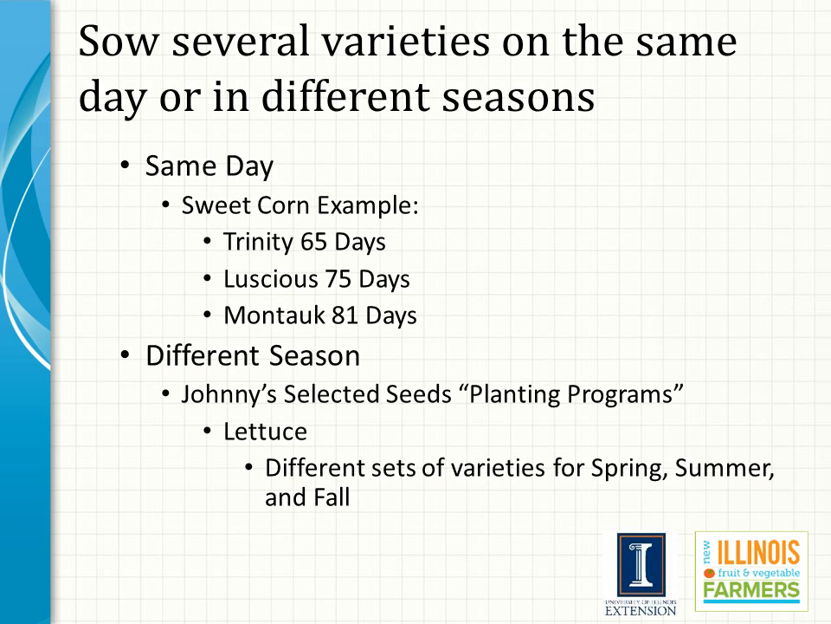And second, planting several varieties over different seasons, either on the same day or in succession plantings. Johnny's Selected Seeds planting programs, which there is a link to in the resources, has information about planting programs for lettuce, broccoli, and other crops. The basic concept to remember here is that as you move from spring to summer, different varieties do better in warmer conditions and can thus extend the supply of that vegetable.